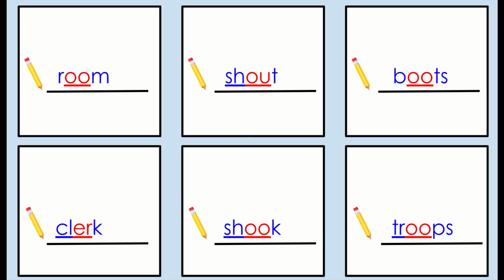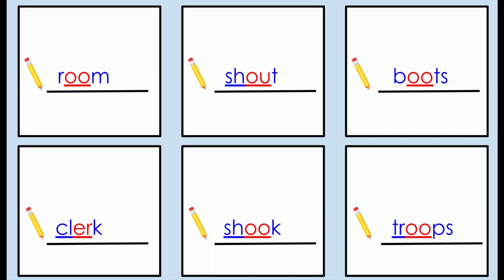Now let's check your answers. The first word was room. R-O-O-M. Room has the sound, I'm sorry, like the long U sound. Room. Made by the double O's. And that would be your letter pair. The next word, shout. The ow sound made by O-U.